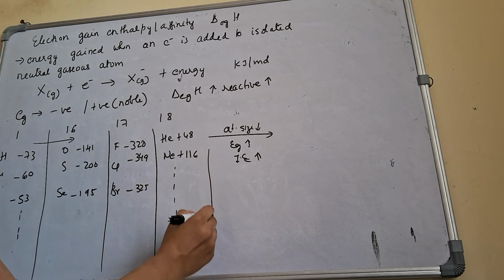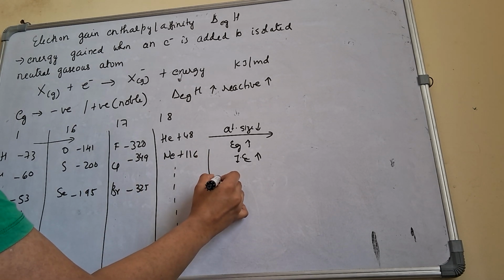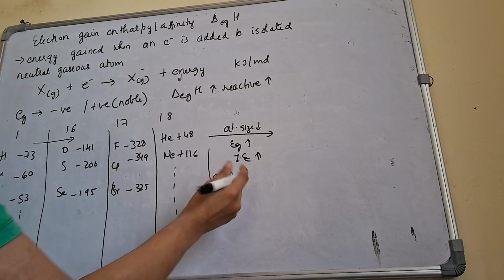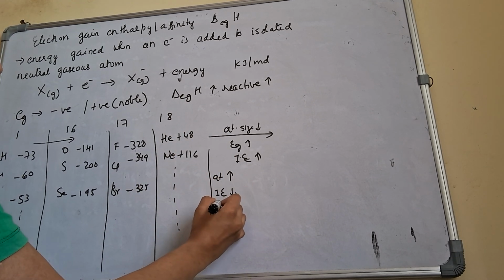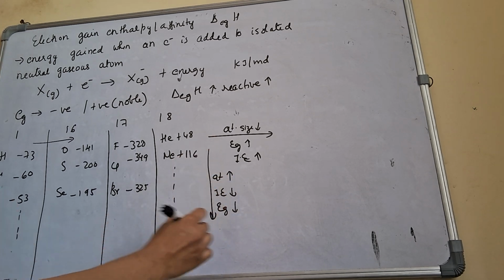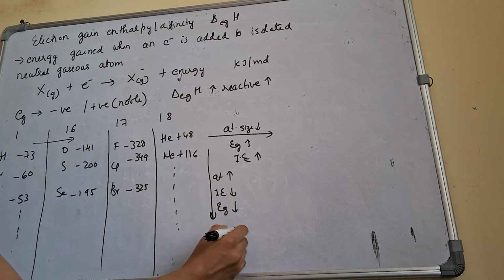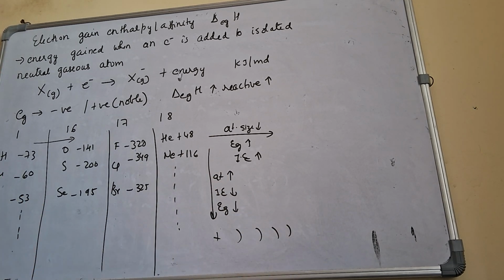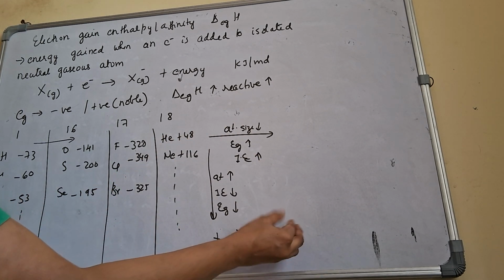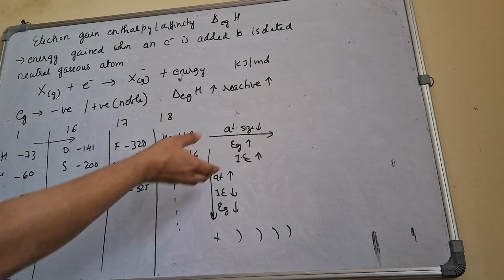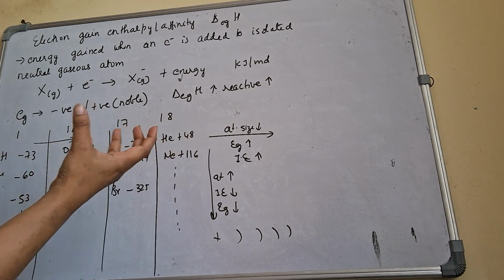And obviously the trend, if you go down the group, atomic size will increase because of the number of shells. Ionization energy was decreasing and electron gain is also decreasing. Why ionization energy? Here the size is greater, so it's very easy for you to remove electron. So it's more here and it's less here. Let's talk in terms of electron gain enthalpy. Here the size is small, here the size is big. If you are adding an electron, the nucleus has to hold it. It's easier for the nucleus to hold if the size is lesser.